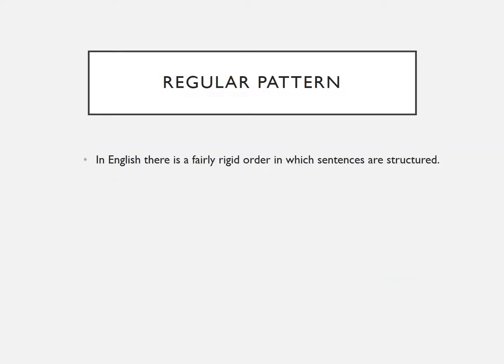If I asked you to come up with a sentence, it will probably follow this pattern: subject plus verb. This sentence, for example, displays the regular pattern I'm talking about. This is the subject, Ahmed, followed by the verb, laughed. Now, let's look at the situation where that order is reversed.